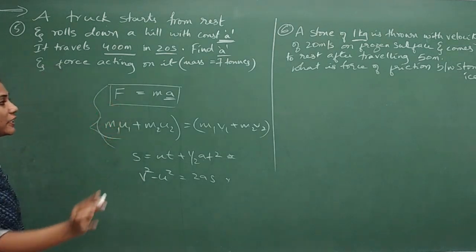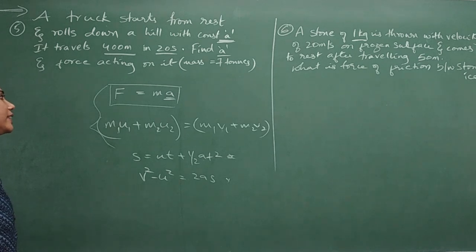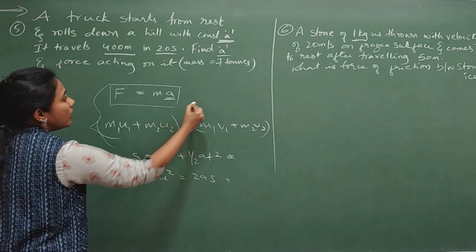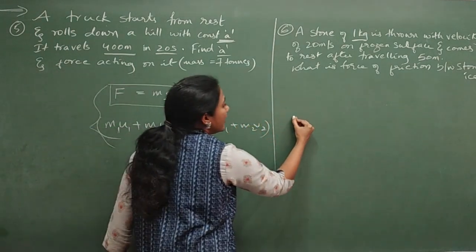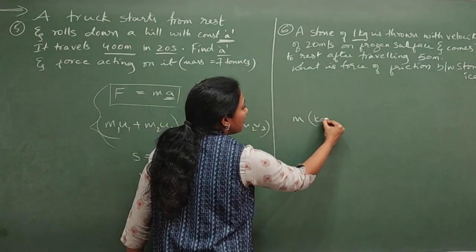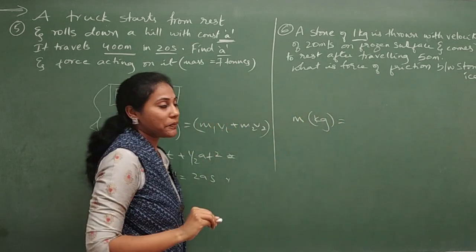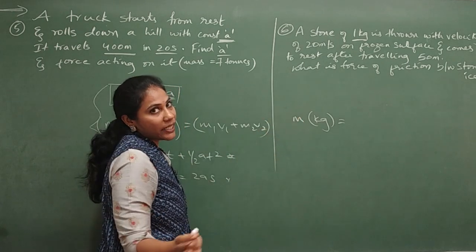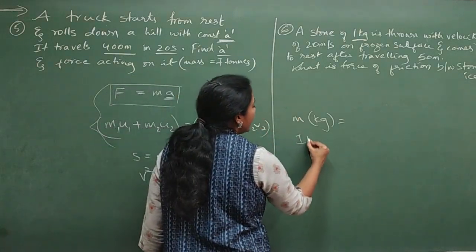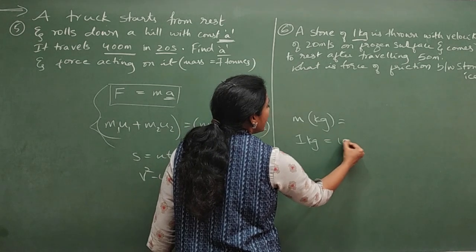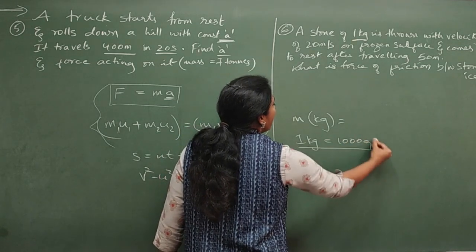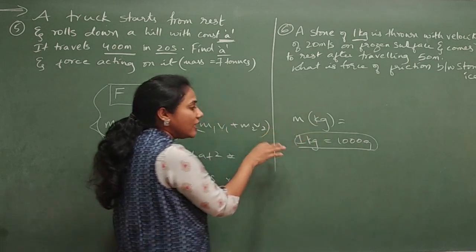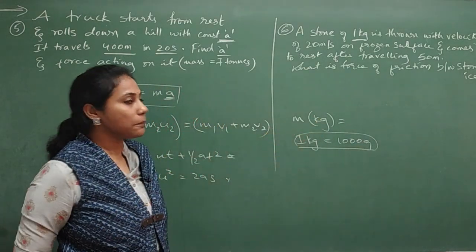So these are the various formulas that you need to know. Not only that, units of force are very, very important. Mass should always be taken in kg. If it is in grams, you should always convert that into kg. We all know the conversion, right? 1 kg is equal to 1000 grams. Sometimes they will give mass in grams, so first you need to convert into kg and then use it in a problem.